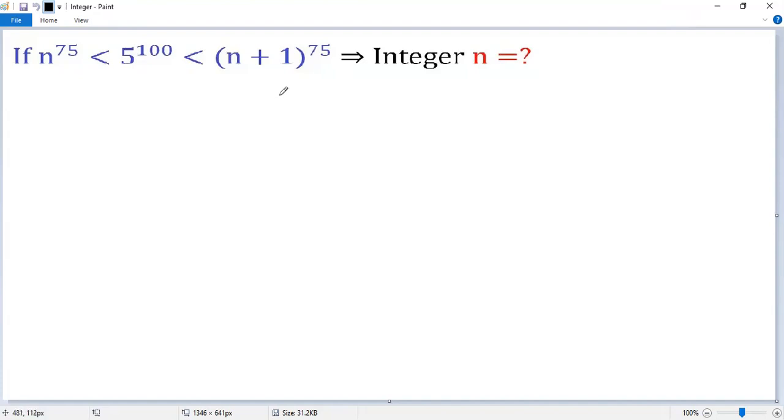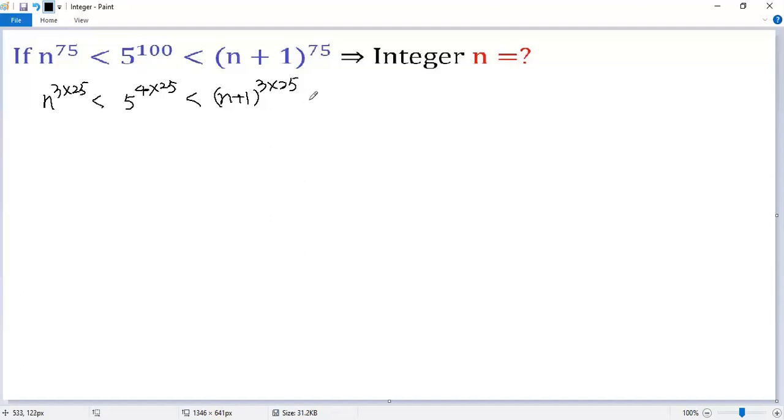A practical idea for comparing exponents is to make them have the same exponent. Now, let's analyze the given condition. So n to the power of 75 can be written as n to the power of 3 times 25. So less than 5 to the power of 100 can be written as 5 to the power of 4 times 25. Less than. Similarly, n plus 1 to the power of 3 times 25.